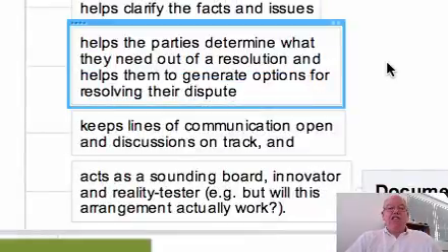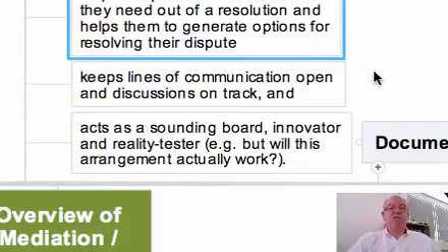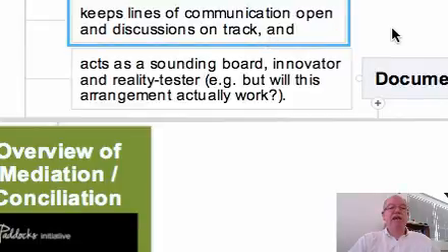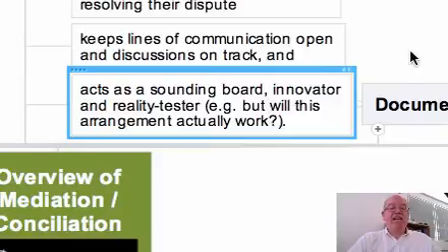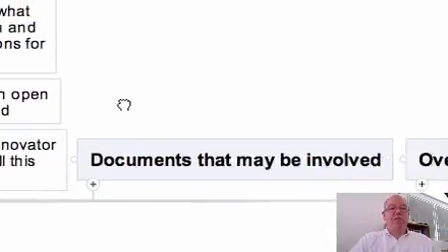Very often in negotiation it's a whole lot of shouts. There's very little actual communication. The neutral helps the parties determine what they need out of the resolution and helps them to generate options that might be acceptable to them to resolve the dispute. The neutral keeps lines of communication open and the discussions on track, and acts as a sounding board, an innovator, and a reality tester. So they say, oh, well, we'll just change the rules so that this won't happen again. Well, can you? I mean, are there not other factors involved? Don't you need to get the body corporate's agreement to that? So this is the reality testing. Will this actually work, this thing that you're proposing?